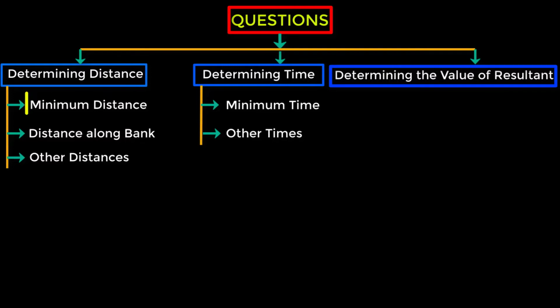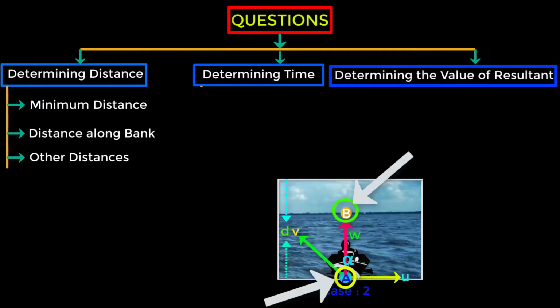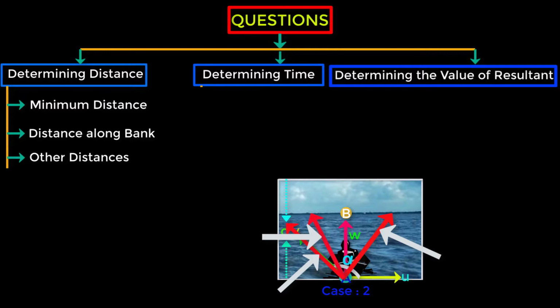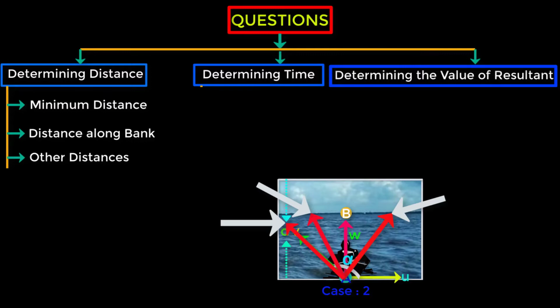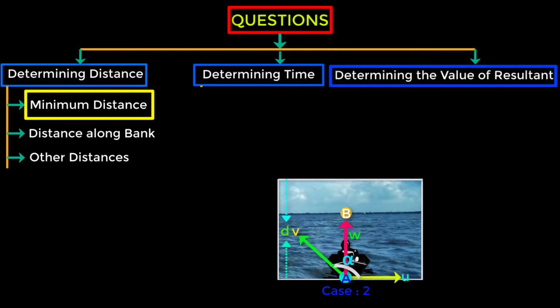The first one is minimum distance. Minimum distance means from here to here. See, these paths cannot be the minimum distance because these paths are comparatively greater than this path. Do remember, in the question paper, instead of minimum distance, you may get the words straightly or vertically or at a distance along or towards the opposite bank or along the shortest path. The meaning of all these words is the same.